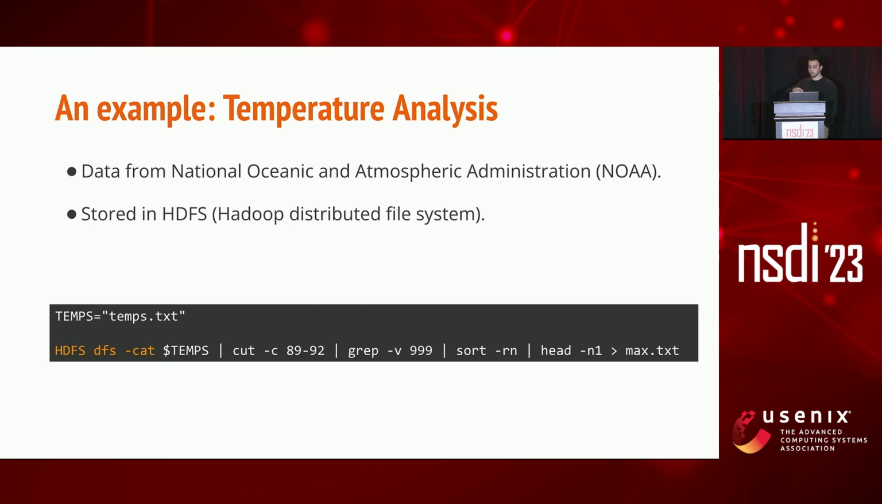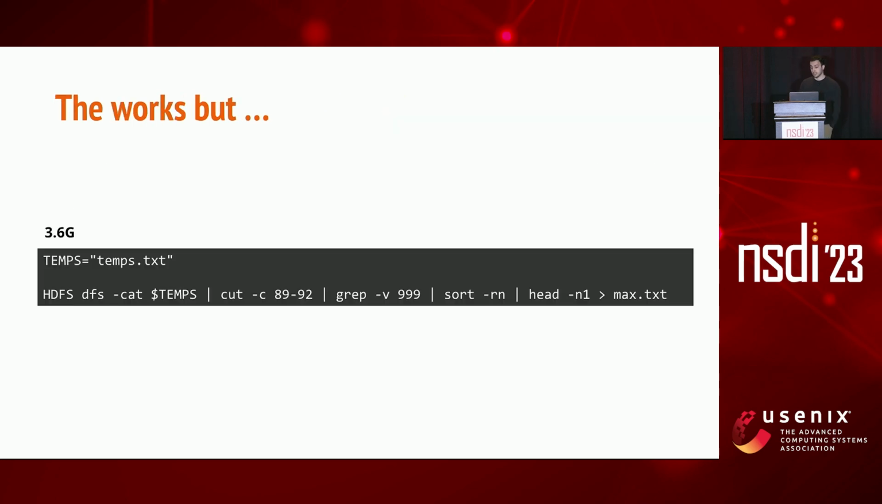In this case, we maintain the same script, and this will give us the max temperature for a much larger data set. And this works fine, right? Well, this ends up being really slow. For this script, for 3.6 gigabytes of data, we end up spending 200 seconds. And 95% of this time is spent only on the HDFS cat part, and that's because of the download speed.